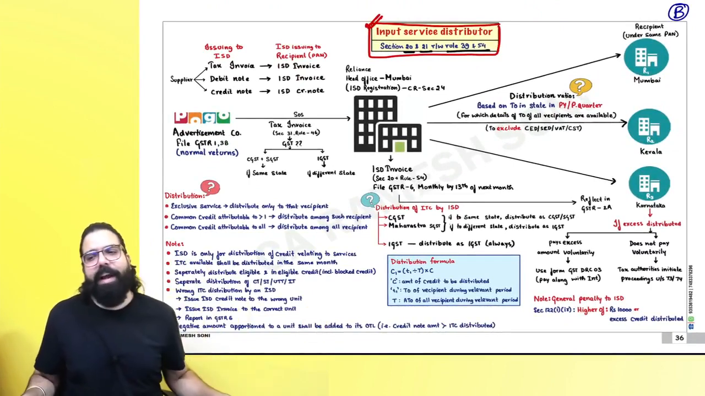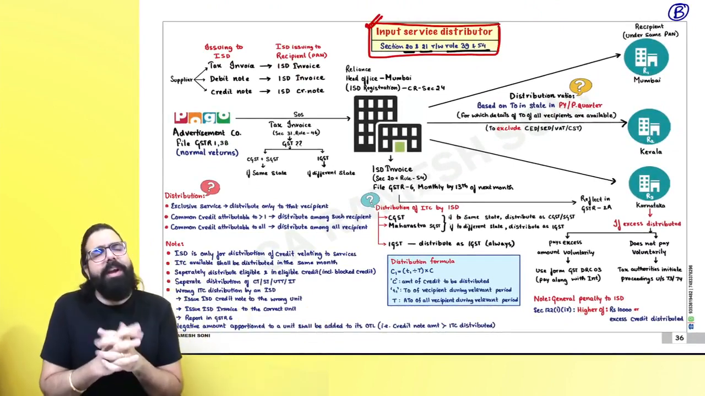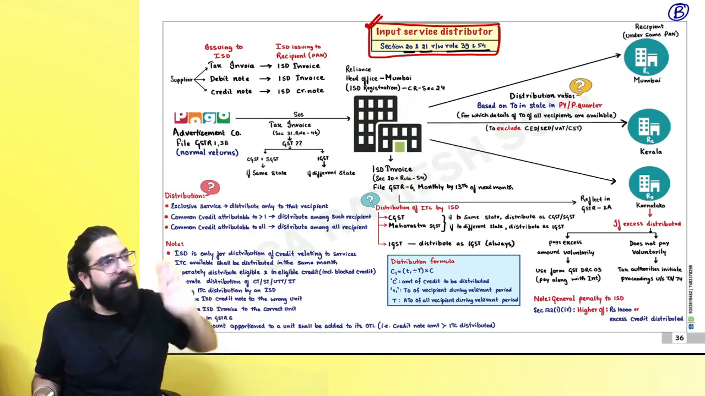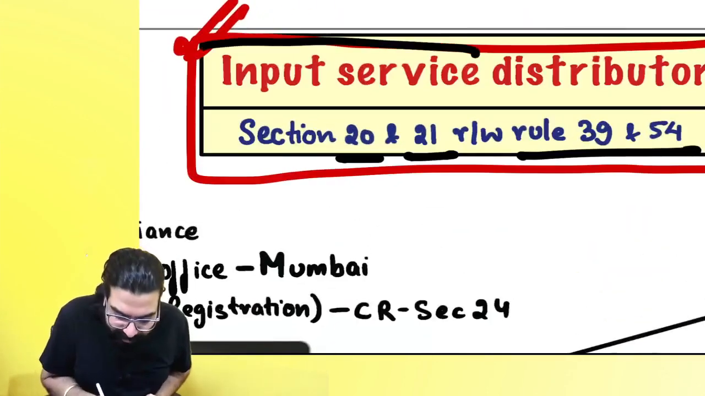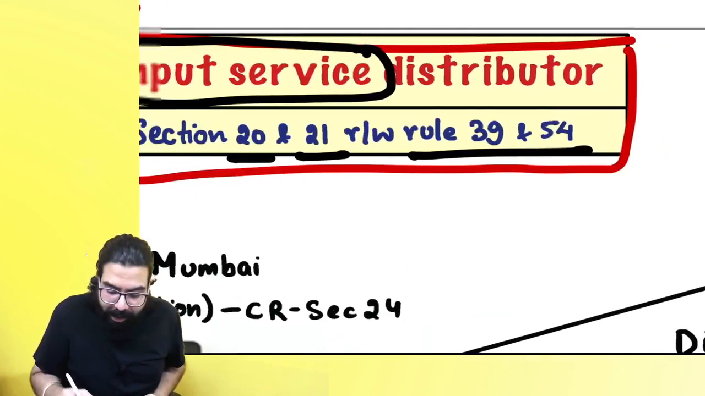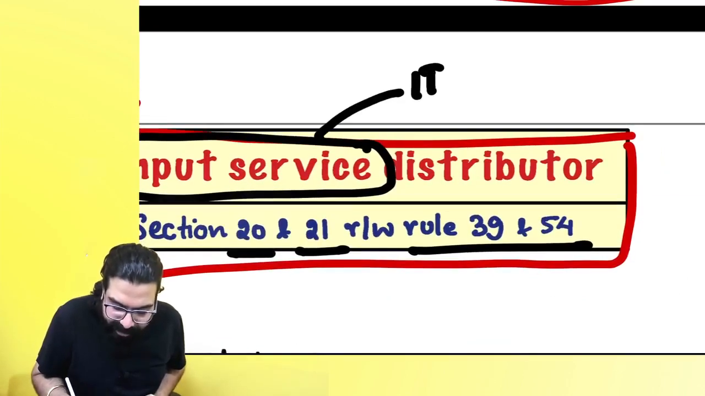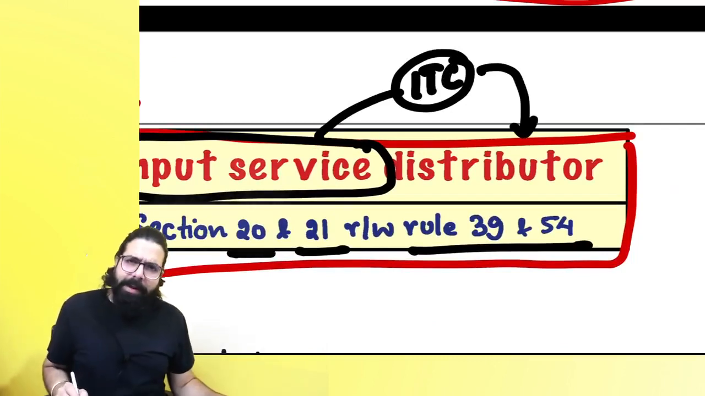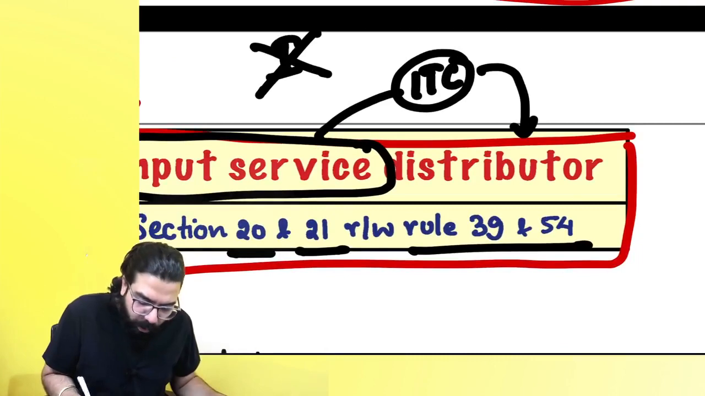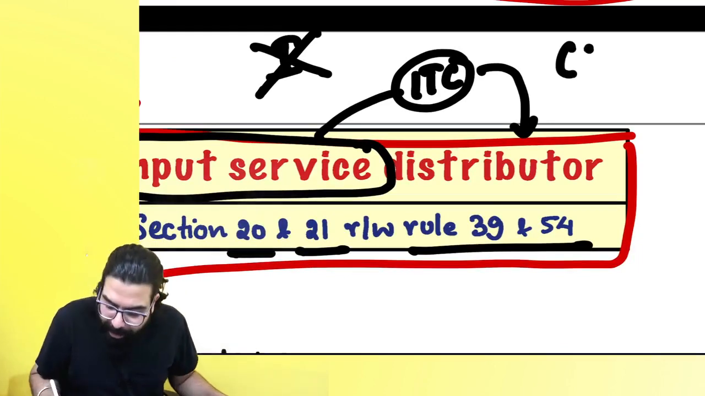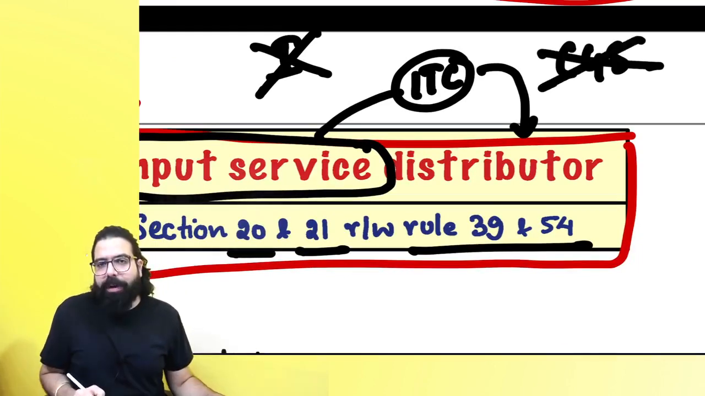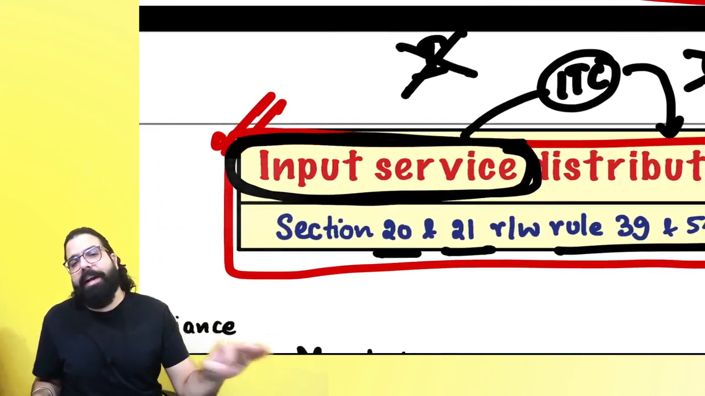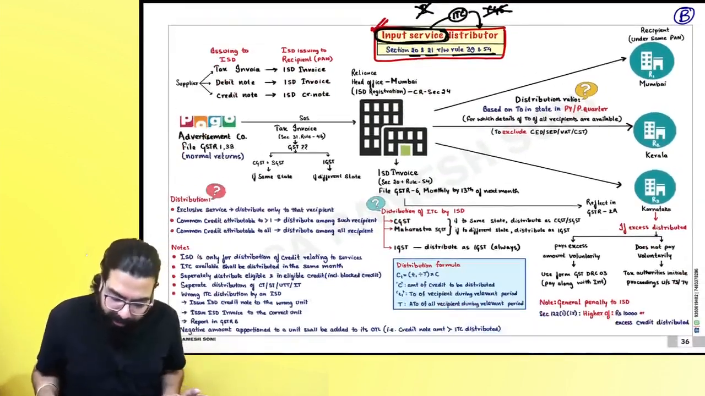Everyone, listen to me very carefully. Who is an ISD? First of all, an ISD is a person who distributes input services credit, meaning the input services ITC is distributed by an ISD. Sir, it means if there is input credit, it can't be distributed by ISD. Capital goods credit can't be distributed by ISD. ISD is meant only for input services credit to be distributed. Okay, sir, point is clear.